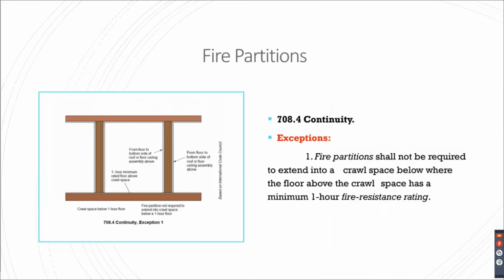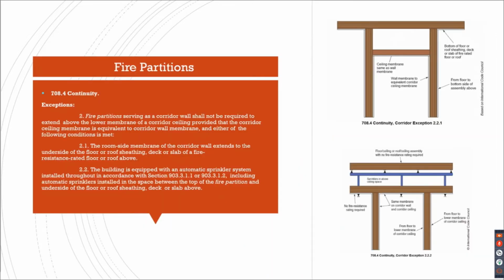Then there are the exceptions. Exception number 1, fire partitions shall not be required to extend into a crawl space below where the floor above the crawl space has a minimum 1 hour fire resistance rating. There's a visual for you there. Exception number 2, fire partitions serving as a corridor wall shall not be required to extend above the lower membrane of a corridor ceiling, provided, the word you circle, right, that the corridor ceiling membrane is equivalent to corridor wall membrane, and another word to circle, so we don't just stop reading because you're like, sweet, I can enter that in my ceiling membrane. That you got to do a little bit more.